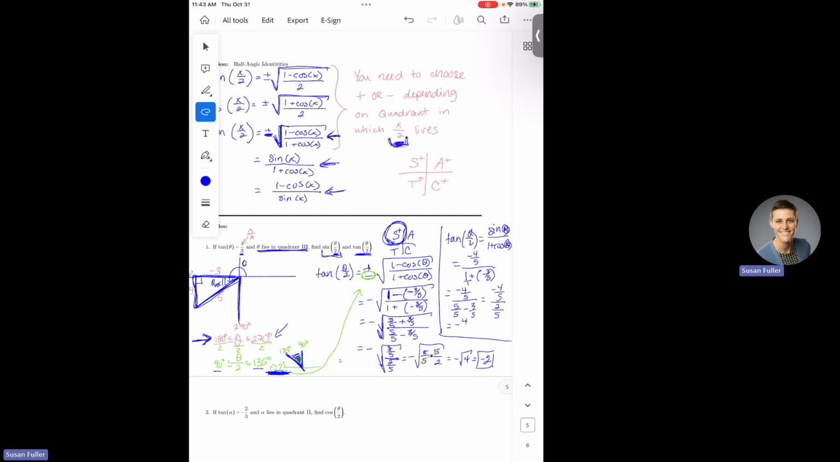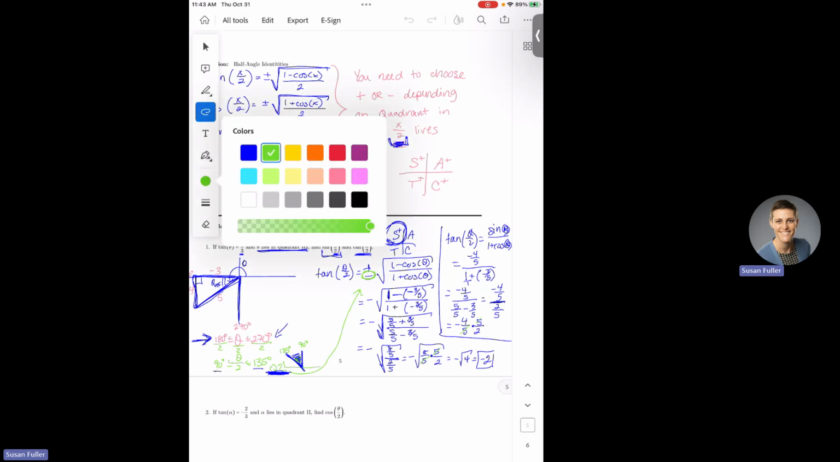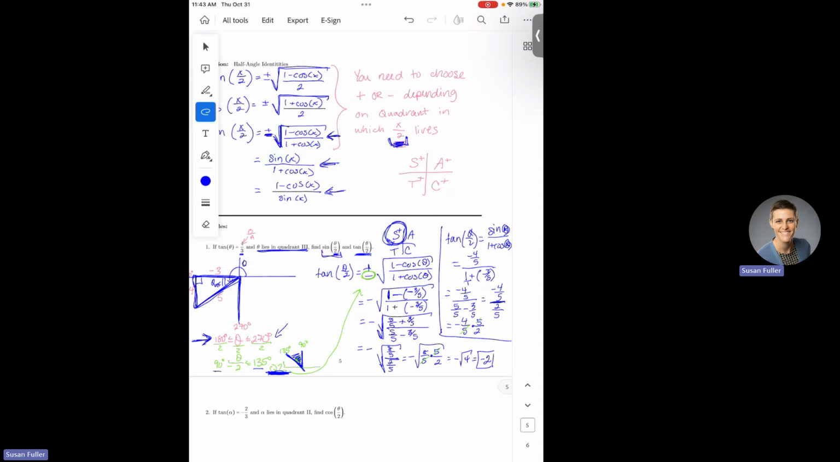I'm going to keep that negative 4/5 on top, change this division to multiplication, and flip the bottom to get 5/2. And notice when you multiply across, these 5's cancel. You get negative 4 divided by 2, and negative 4 divided by 2 is negative 2. You would get the same thing either way.